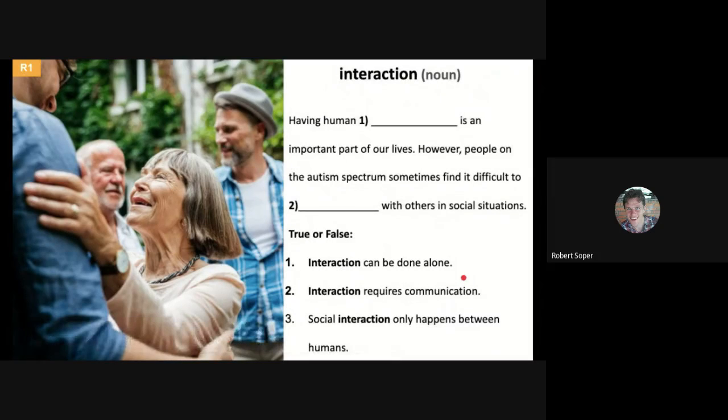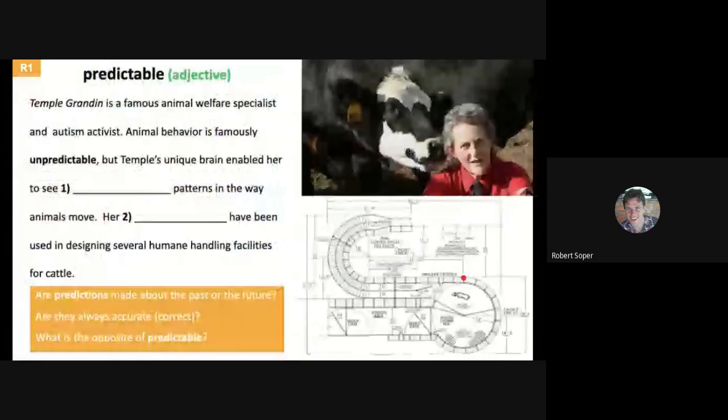Okay, so for number 3, social interaction only happens between humans. I would say, personally, if I was asked to answer this, I would put down either T or F, and I would just write usually. Usually it does, yes. Usually true, maybe. Okay. Let's move ahead to the next word.